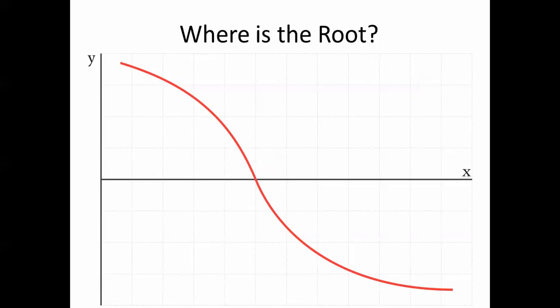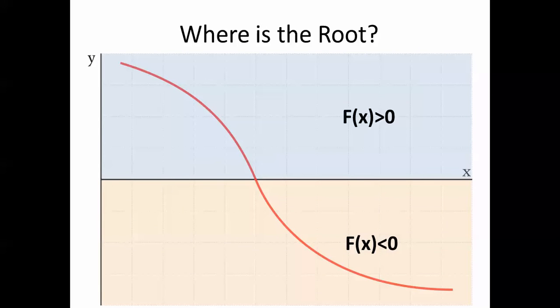This method is based on a very simple idea. If we have a function like the one we have here, it has a part over the x-axis and a part below the x-axis. The part above the x-axis is the part that has f of x greater than 0, and the one below has f of x smaller than 0. And we know that the root is the point at the exact interface between the top and bottom, where the function is 0.